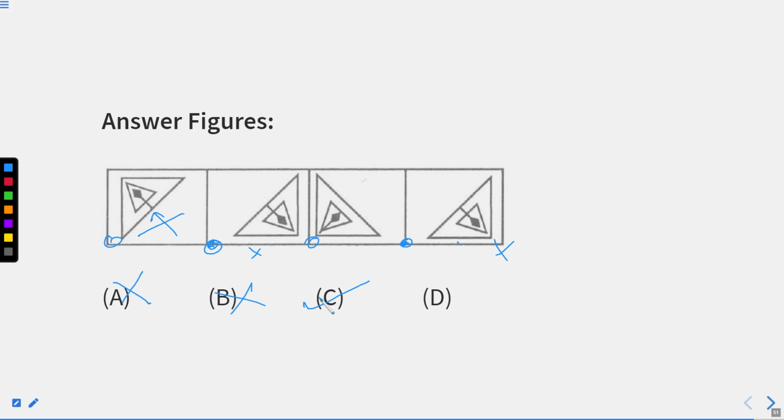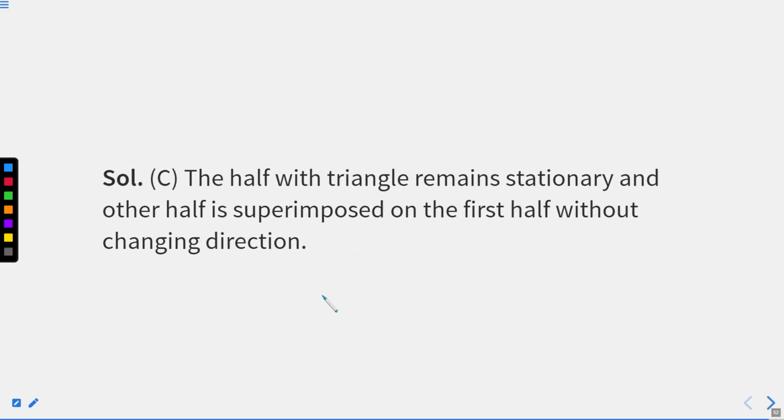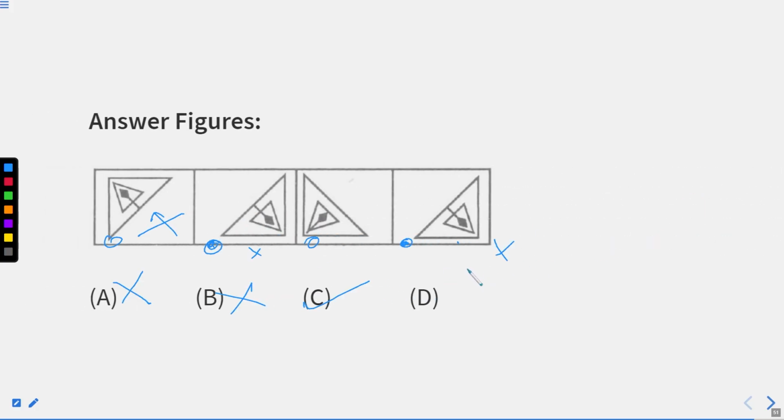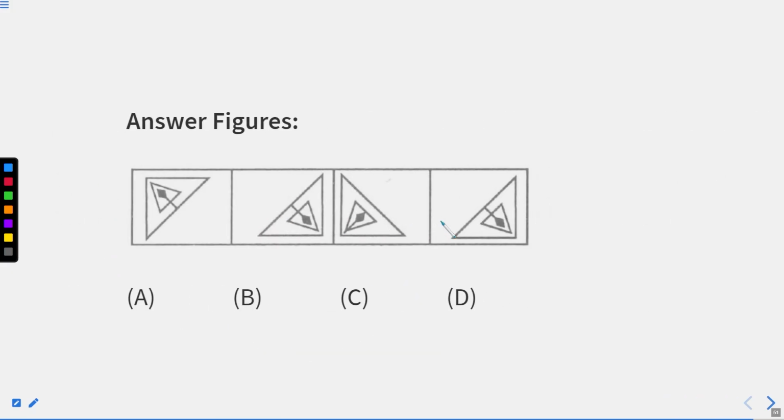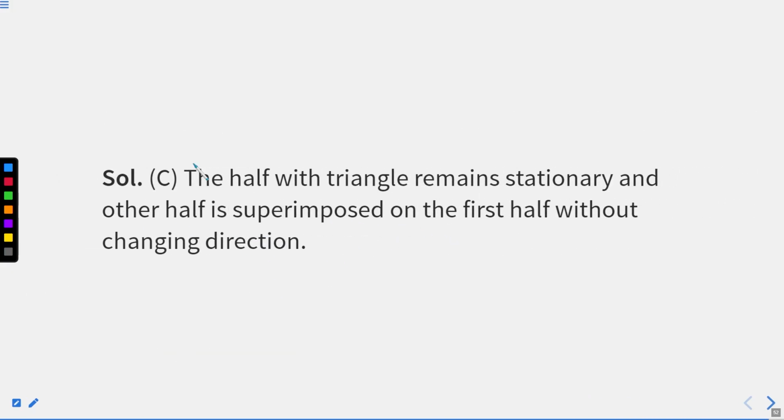I hope all 14 questions are clear. Option C is your answer as I marked. The half with the triangle remains stationary, and the other half is superimposed on the first half without changing its direction. This is what we are doing. This is just written in language form. I've already explained this part here, right? This is there and this particular thing will superimpose on this. Eventually, we will get our answer as option C.